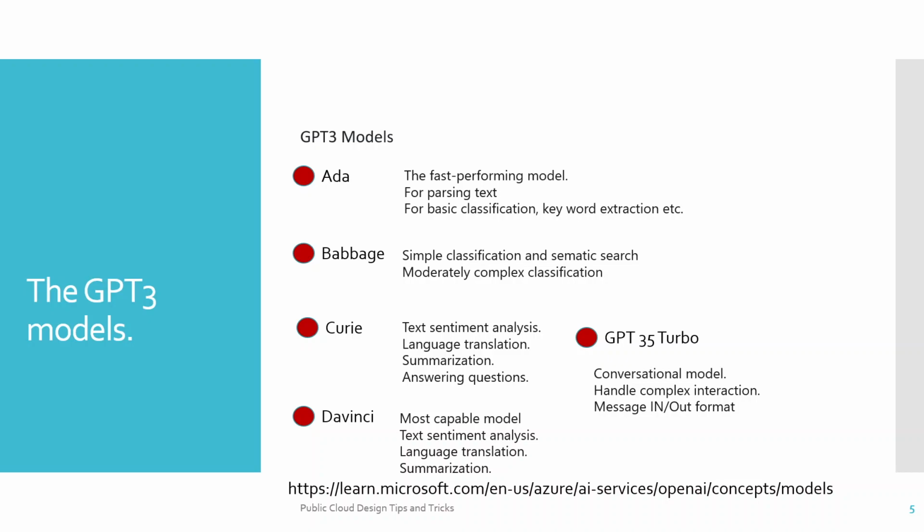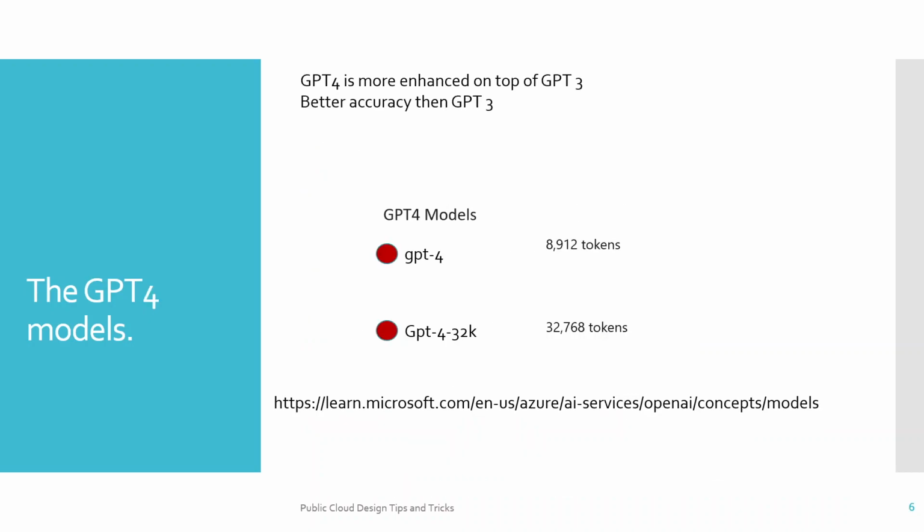DaVinci is considered the most capable model within GPT-3, and it also does text sentiment analysis, language translation, summarization. Now coming to GPT-35 Turbo, it is a conversational model. It does complex conversation things, based on a message in, message out format. I have given a link from Microsoft where I have also studied and found out all these things. You can refer to that link for more knowledge, or more fundamentals on this.